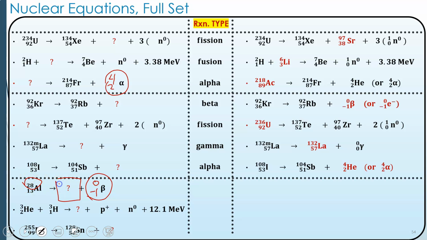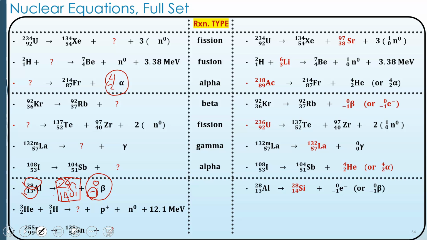So now it's a matter of figuring out the missing numbers. 28 equals something plus 0. Well, obviously that's 28. And 13 equals something -1. Well, that would be 14. And if we look up 14 on the periodic table, we see that's silicon, and we can write that as silicon-28.